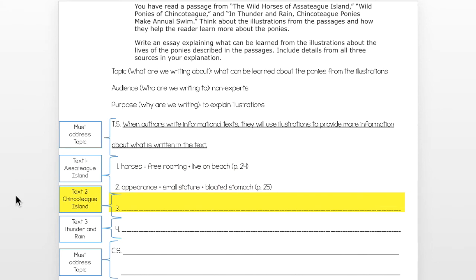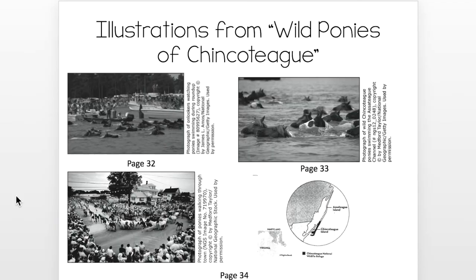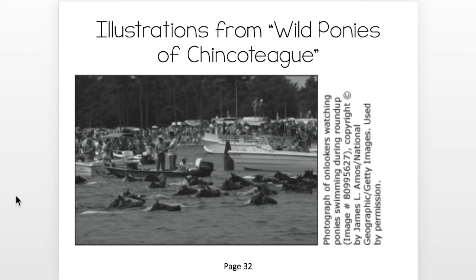Let's take a look at our third detail. As a reminder, this is coming from our second text, which is called Wild Ponies of Chincoteague. Let's go back to our text and take a look at our illustrations so that we know what our essay will be focusing on. So there are 4 illustrations in this second text on page 32, page 33, and page 34. So I know that I'm going to be recording information for one detail, so I'm going to focus in on one illustration that provides me with the most information from this text. I'm focusing on the illustration that was on page 32.